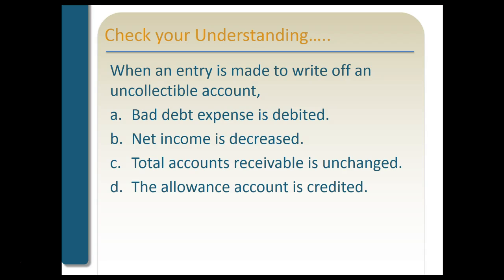Let's go through another multiple choice. When an entry is made to write off an uncollectible account, A, bad debt expense is debited, B, net income is decreased, C, total accounts receivable is unchanged, or D, the allowance account is credited. I'll give you some time to look this one over.